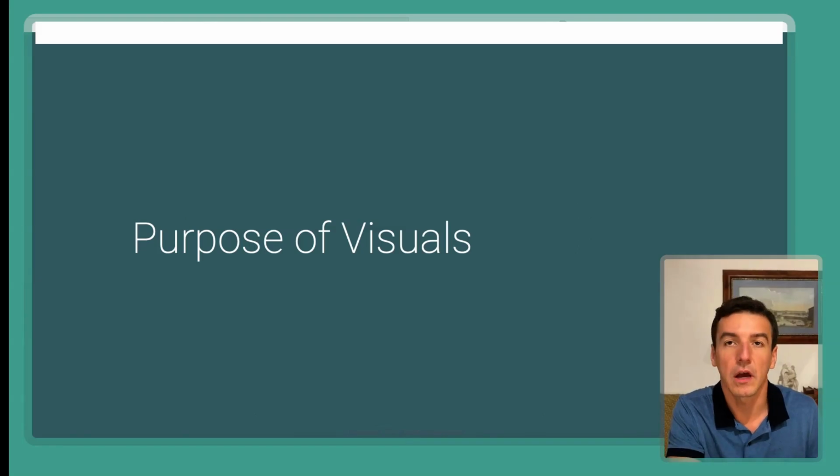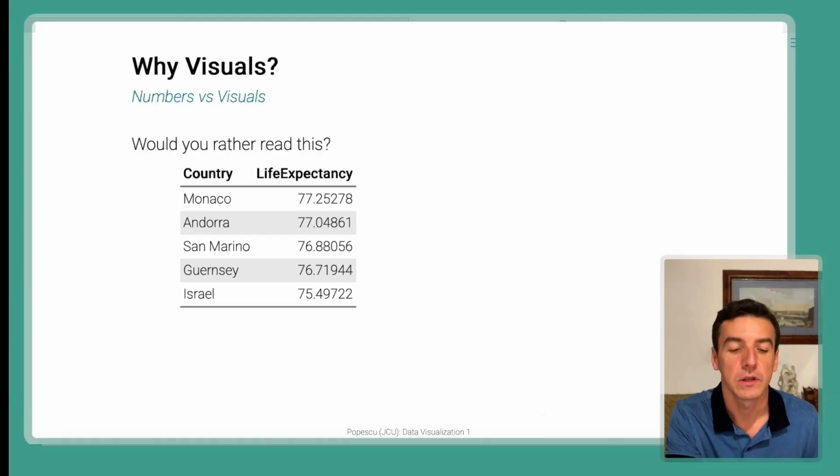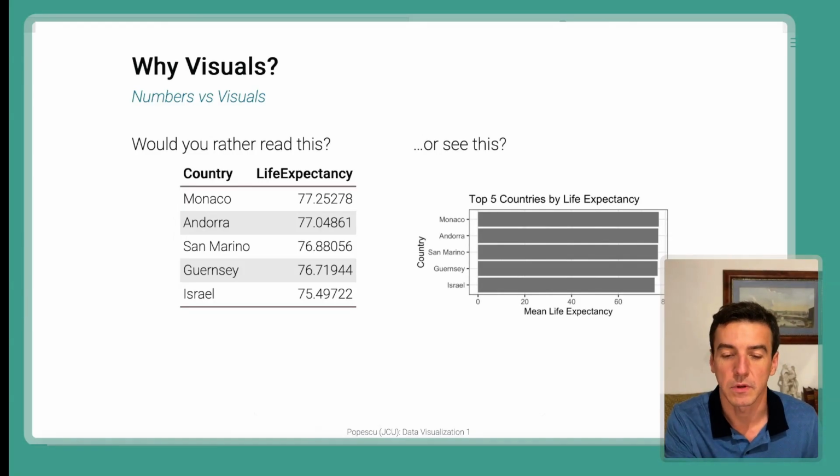It's important to think about what the purpose of visuals is. In a first instance, you could see something like this, a table that shows, for example, how life expectancy varies across different countries. It's a neat table, but clearly a much better version would be something that looks like this. This is what is called a bar plot. You see on the x-axis the mean life expectancy for these countries, and on the y-axis you see all these different countries. So clearly the bar plot is a superior alternative for the same data.